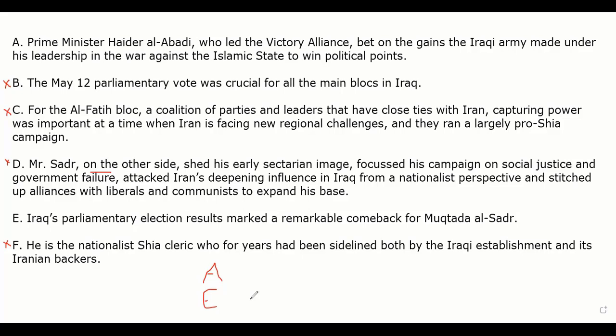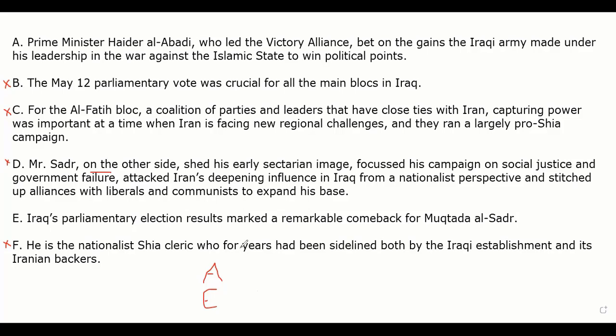Yes, sir, because in A he wins the political points, and in E the results are marked with the election. That's why, in my opinion, first has to be E, because Prime Minister Haider al-Abadi, who led the Victory Alliance, bet on the gains the Iraqi army made under his leadership in the war against Islamic State. But see, E is directly a context-setting statement: Iraq's parliamentary election results marked a comeback for Muqtada al-Sadr. So let's assume E is there.